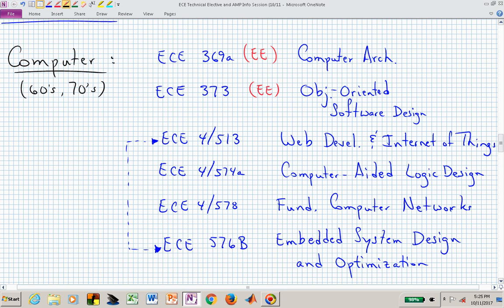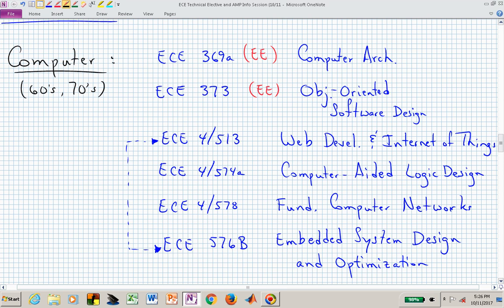So now you're really getting down into the details of a computer and how you optimize its operation so that you can pull as much computing power and efficiency as possible from that operating device. That's the 576B, and notice, an exclusive 500 level class.